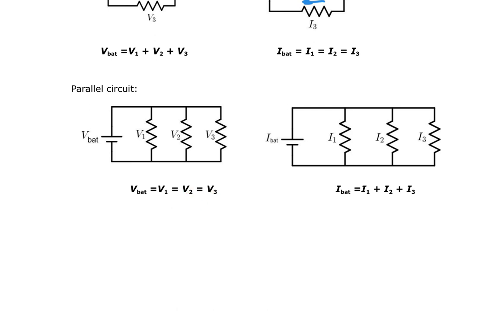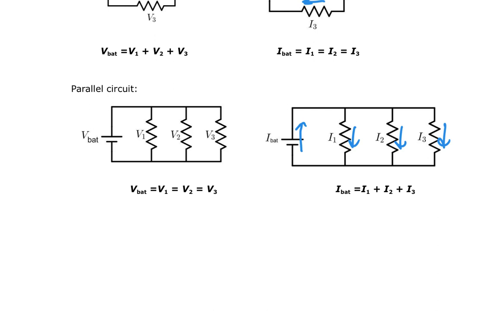When we look at the current, we know that the current coming through the battery has to be the total of the whole circuit. So the current through resistor 1 plus the current through resistor 2 plus the current through resistor 3 has to be the total current that is delivered by the battery.